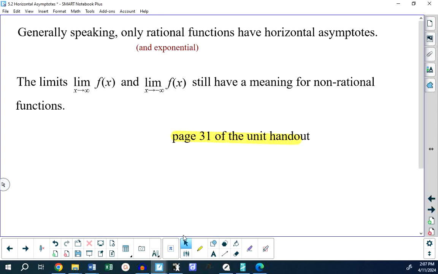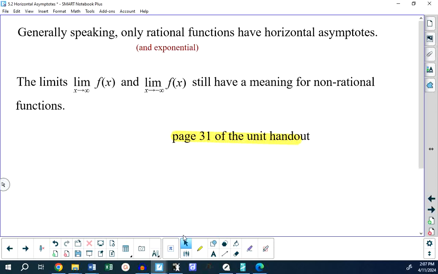There are exceptions to that. Exponential functions do. There are other classes of functions that you wouldn't even get close to touching in high school that do. But generally speaking, it's rational functions.